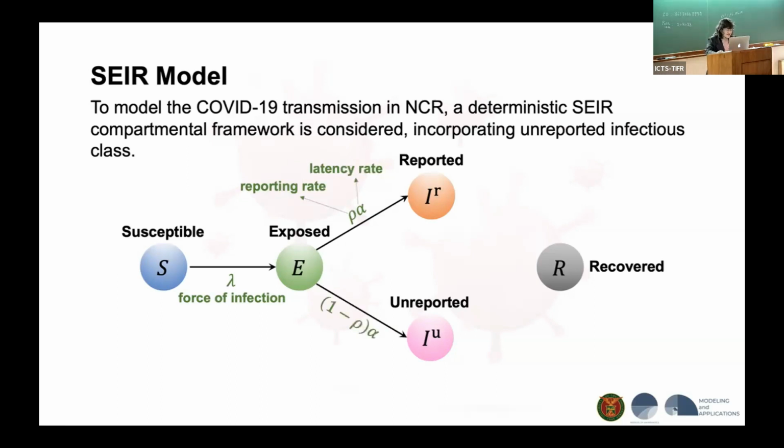The unreported infectious class consists of infectious individuals who are not reported due to the absence of testing brought about by socioeconomic burden, underreporting, and/or misreporting. Finally, the infectious individuals will proceed to the recovery class R at the recovery rate gamma, and the death rate is mu.